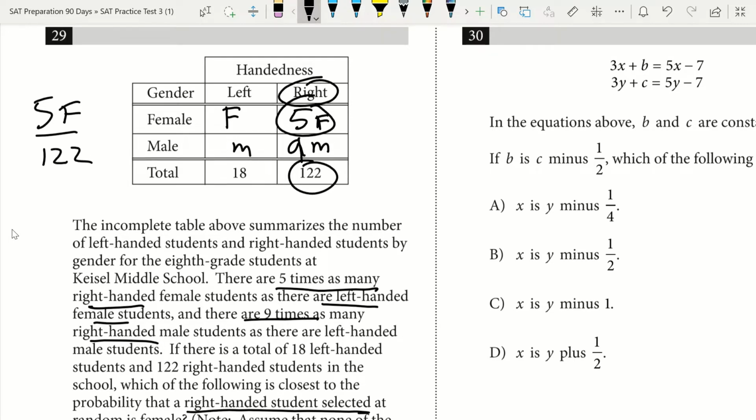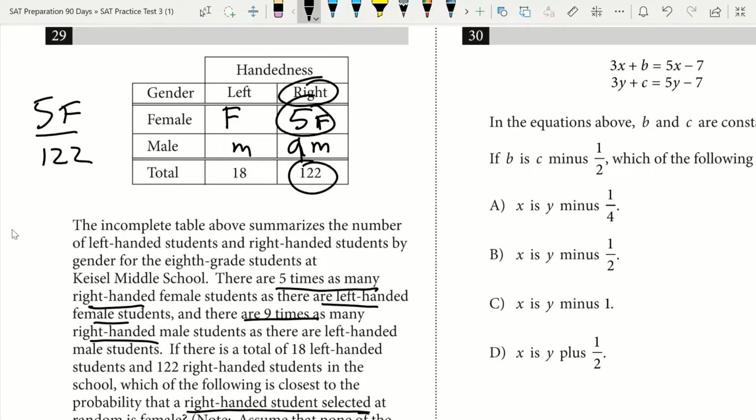Okay, you saw that as I read through this, I filled in my table. That's something I'd recommend you do as well with the SAT math section. When I read that there were 5 times as many right-handed female students as left-handed female students, I called my left-handed female students F, and the right-handed female students 5 times F, right? Because it's 5 times as many. I did that same thing with males, except for males it was 9 times as many.